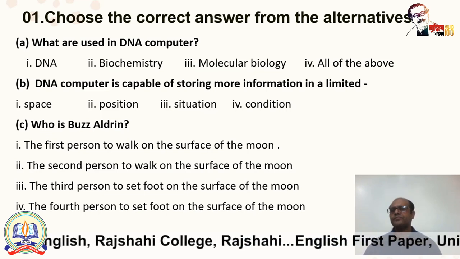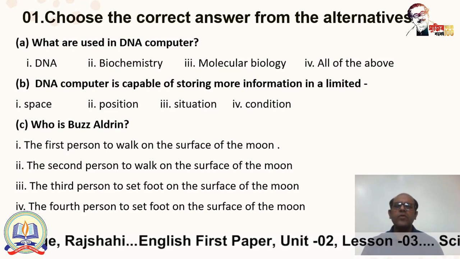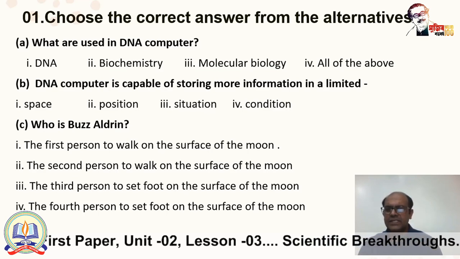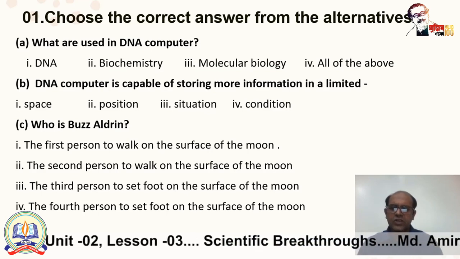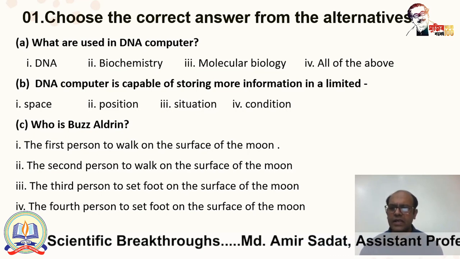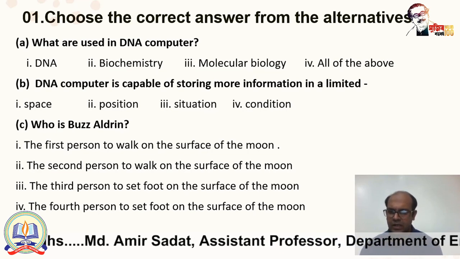Number B, the question is, DNA computer is capable of storing more information in a limited, option 1 space, option 2 position, option 3 situation, and option 4 condition. I think the correct answer will be number 1, space.